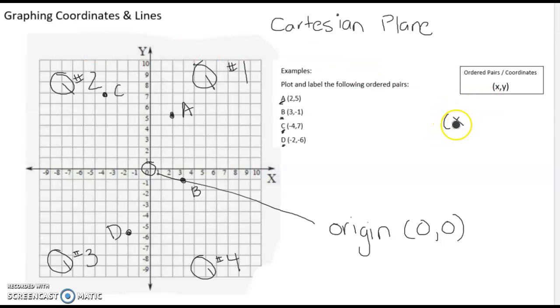So when you have your x and y coordinate, x is left and right, y is up and down. Okay.